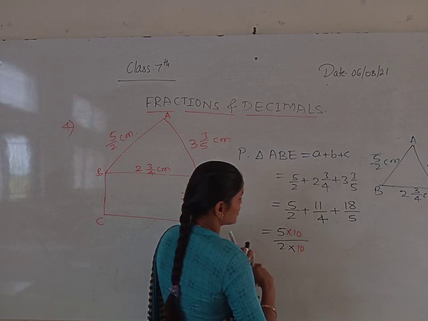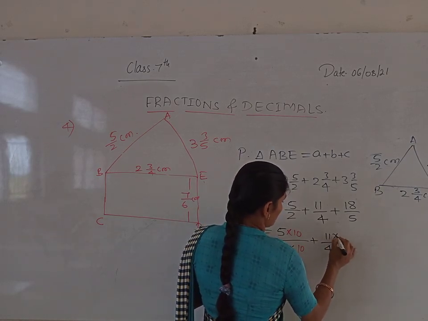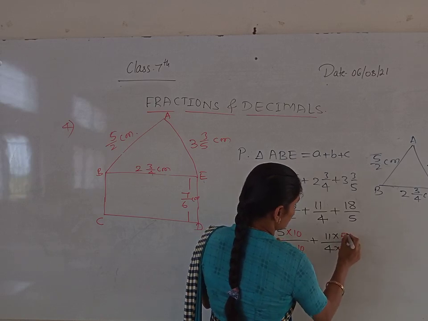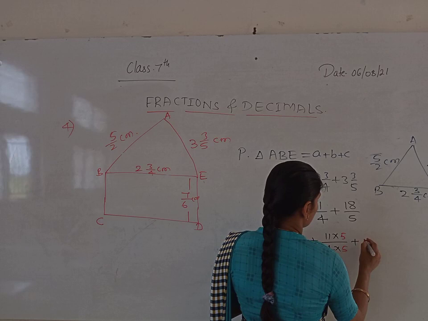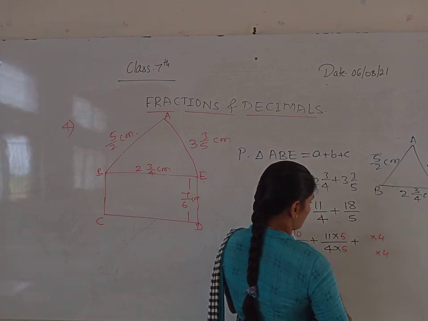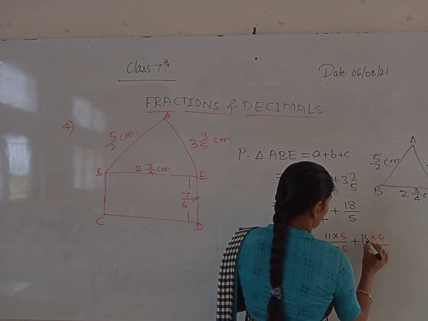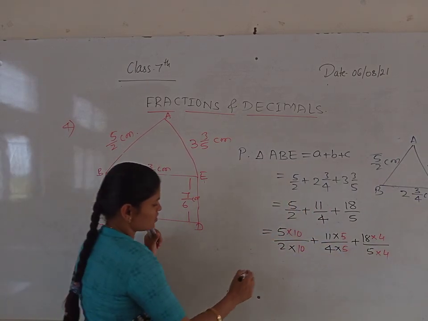Then 4 how much are 20? 4 5s are 20. Then 5 how much are 20? 5 4s are 20. Okay. So 18 divided by 5. Now just simplify this one.